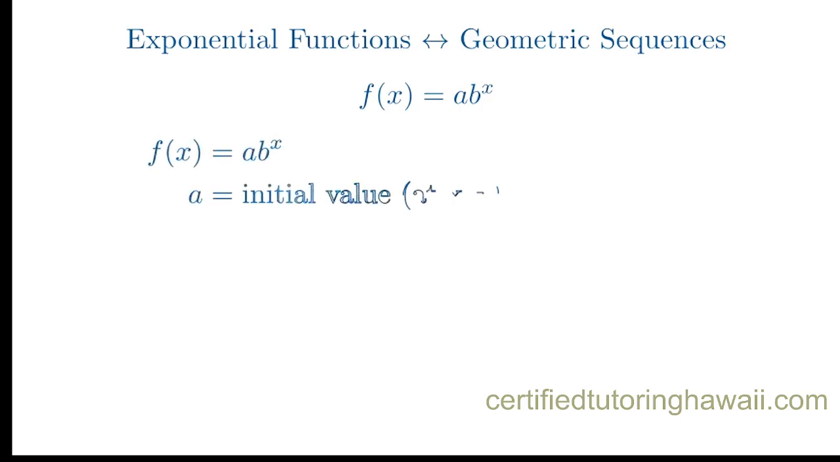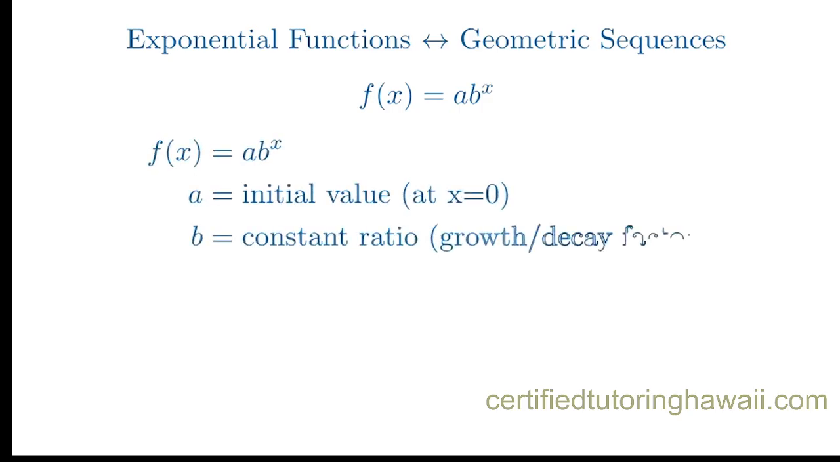Now let's switch gears to exponential functions. These are used to model geometric sequences. The standard form of an exponential function is f of x equals a times b to the power of x. In this form, a is the initial value when x is 0, and b is the constant ratio by which the value of the function is multiplied for each unit increase in x. This is often called the growth or decay factor. So, a is the initial value, and b is the constant ratio.